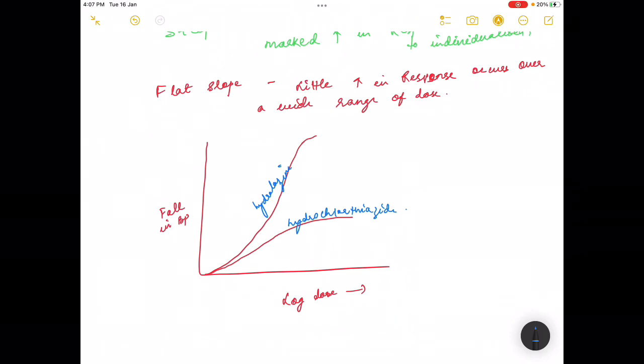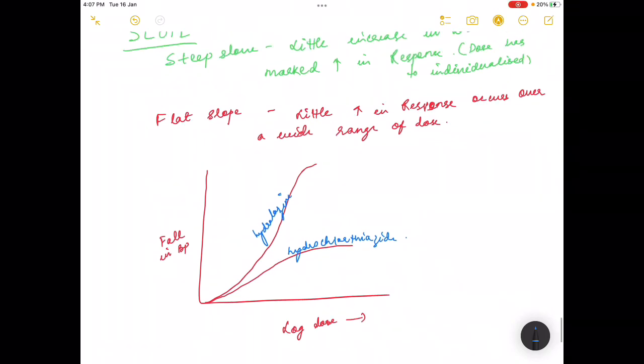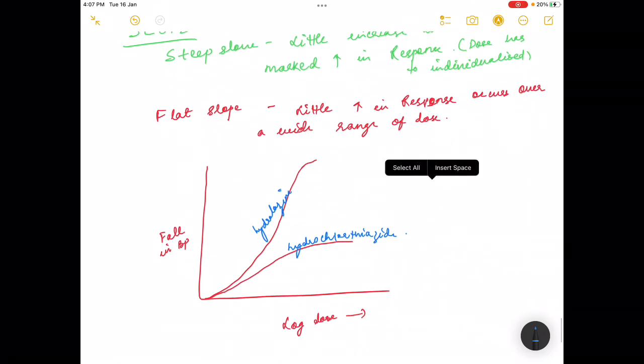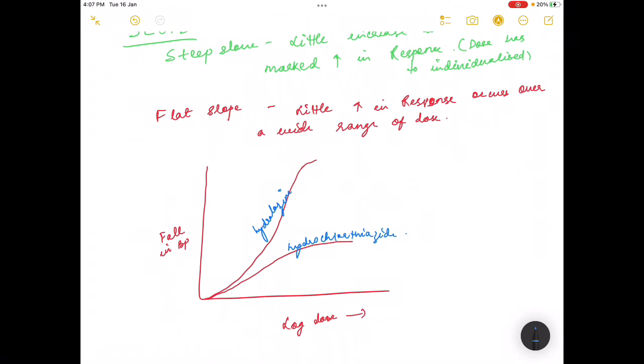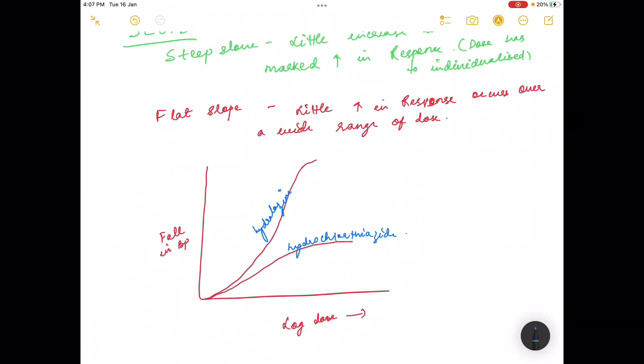So this has got a flat slope. So here little increase in the response is there with wide range of dose. Okay, and in this there is a marked increase in the response with a little increase in the dose. So the dose of this has to be individualized for different persons.